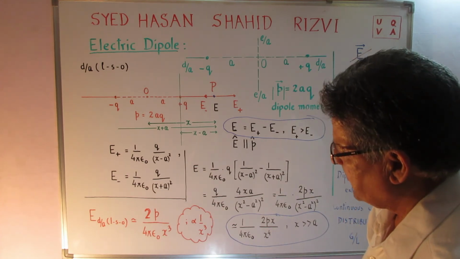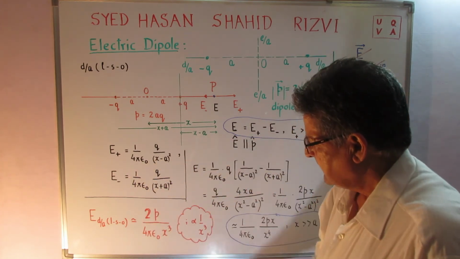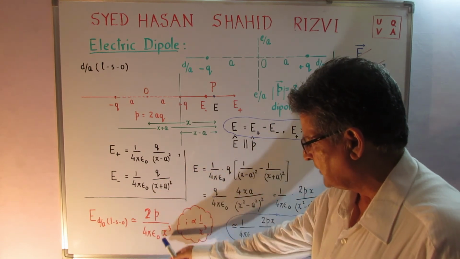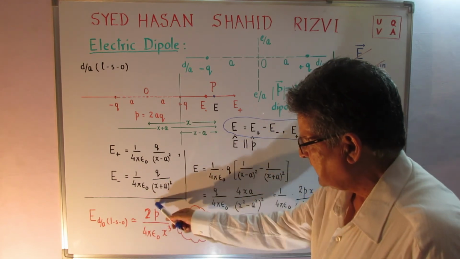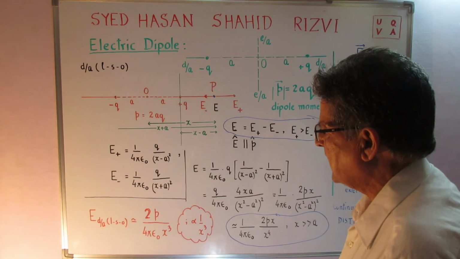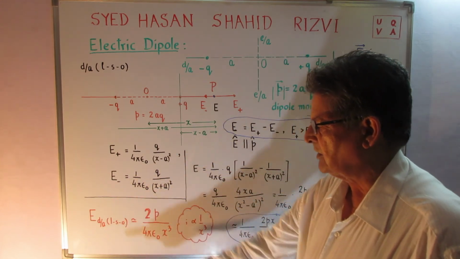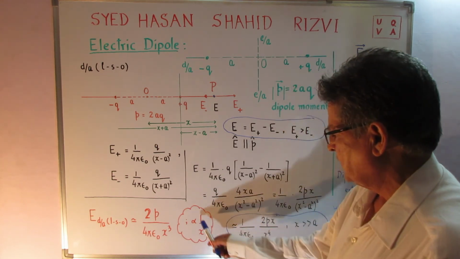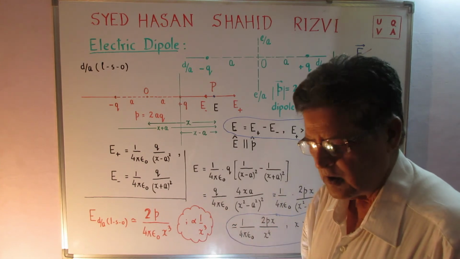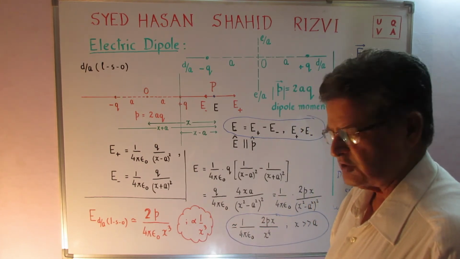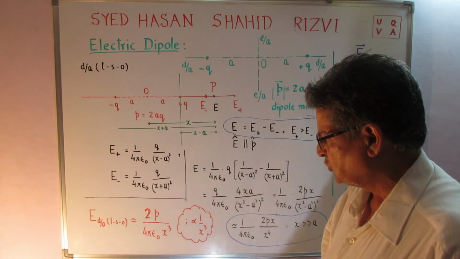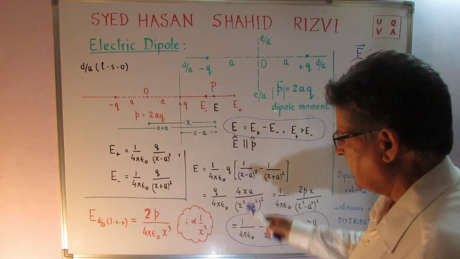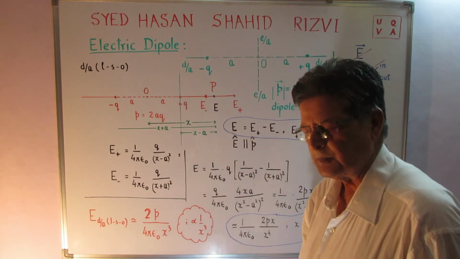So it means that I can say that 2p is constant, 4 pi epsilon naught is constant, so this whole thing is a constant, so I can write that the electric field on the dipole axis, in the end-on position, is proportional to 1 over x cubed. What did we find in the case of a single charge? This proportionality was 1 upon x square. That means the fall is much faster as compared to the case of a single charge.